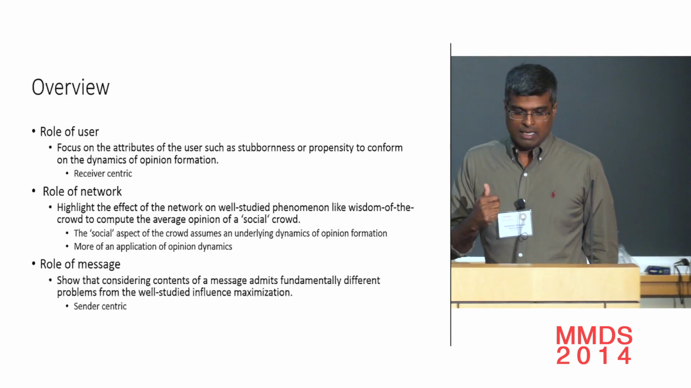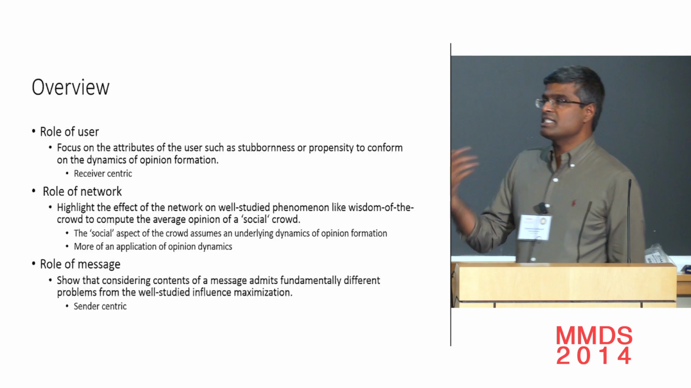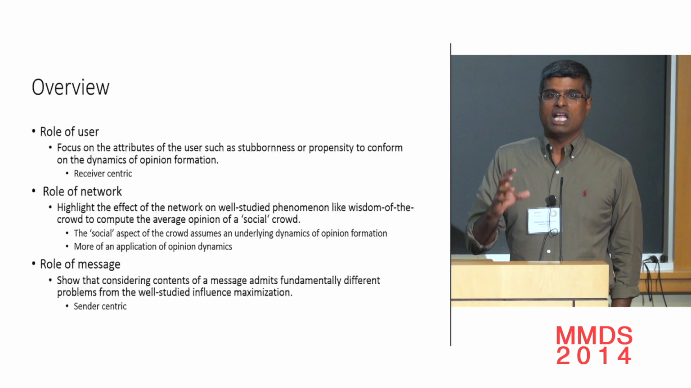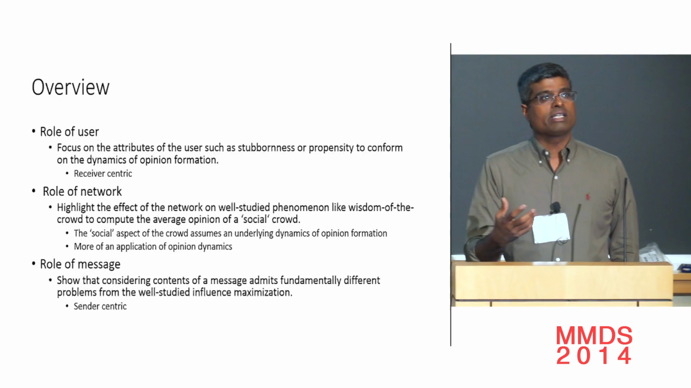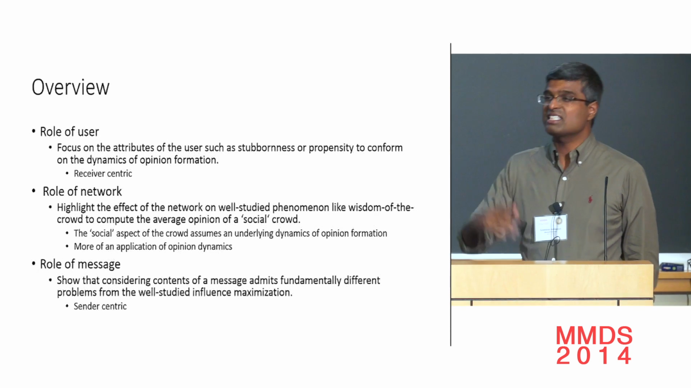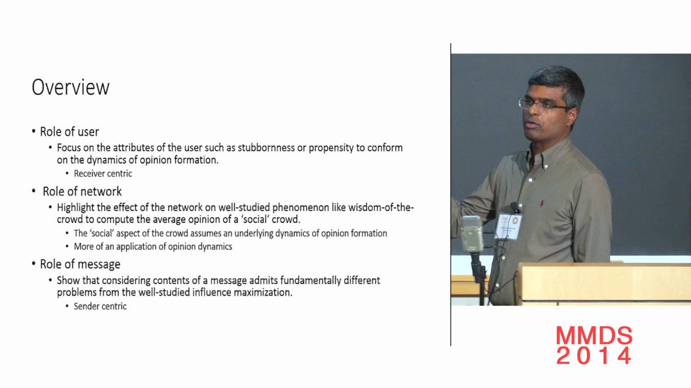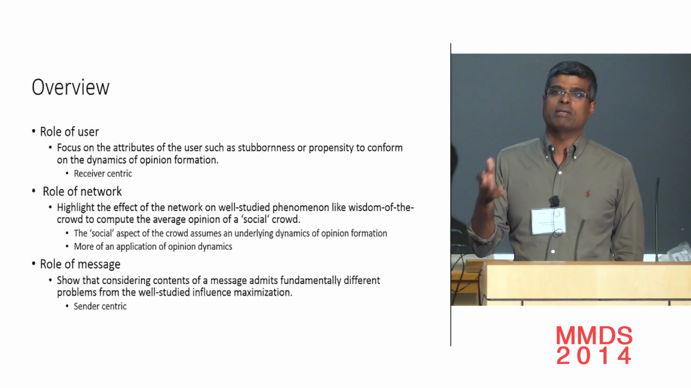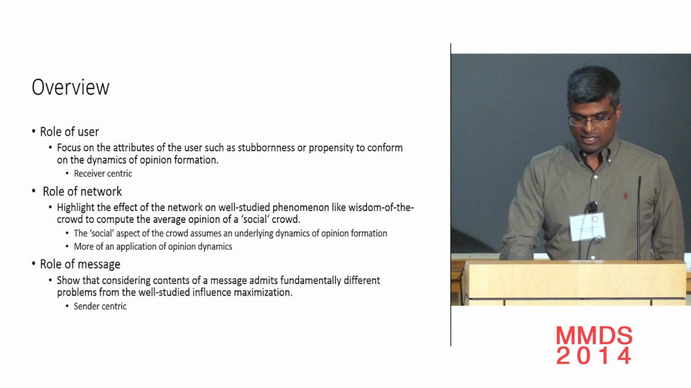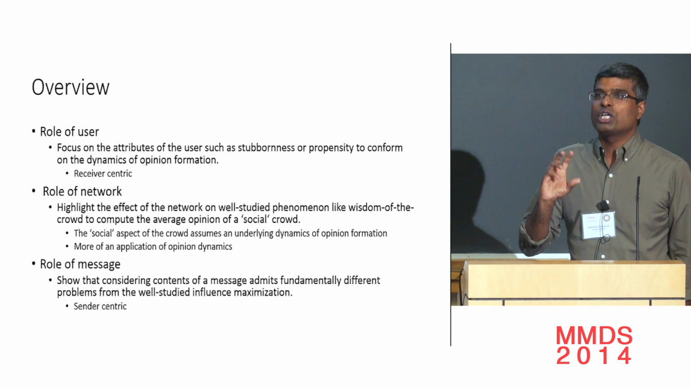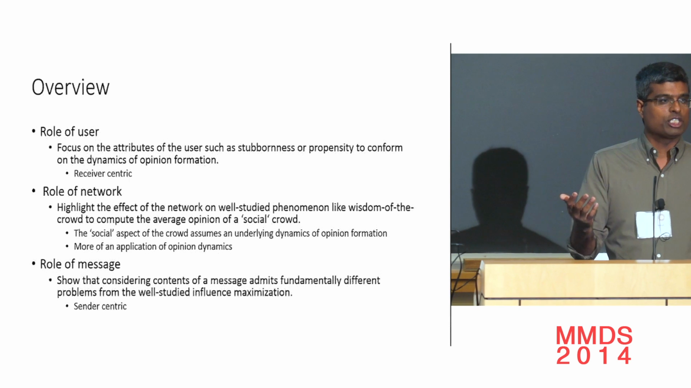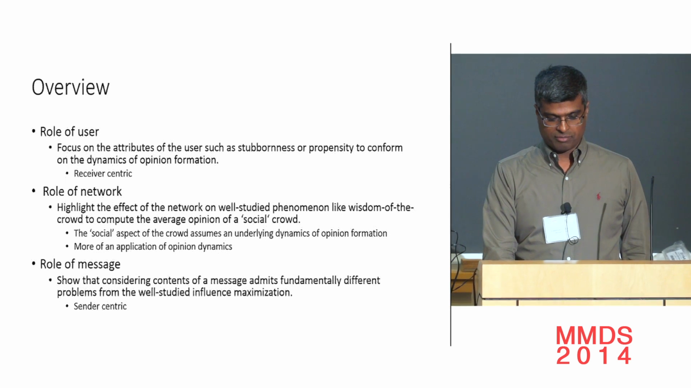And finally, we'll show how the message itself plays a very important role in addition to the user and the network, like the content of the message. We study this problem in the context of another interesting problem of persuasion. This can be seen as a sender-centric problem, where the sender has to pick the appropriate message to make sure that the message is adopted by as many people in the network as possible. And this will show that including the content itself is fundamentally different from the traditional influence maximization problems that we have seen earlier in literature.